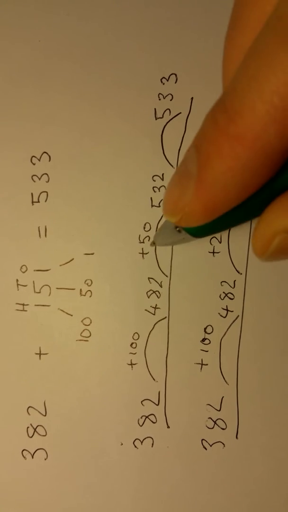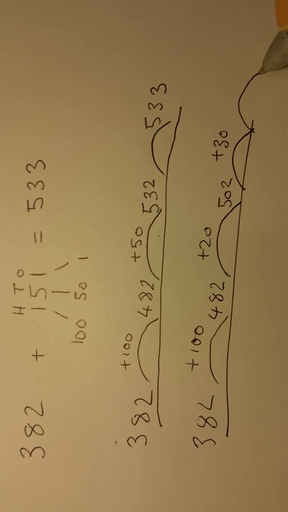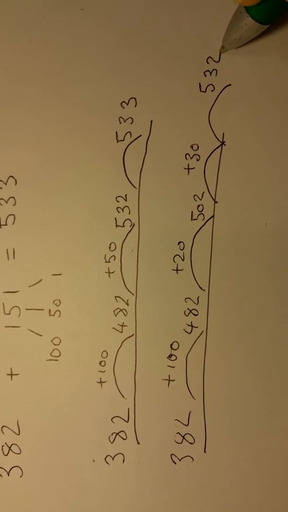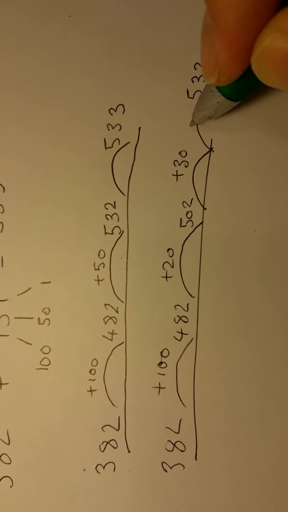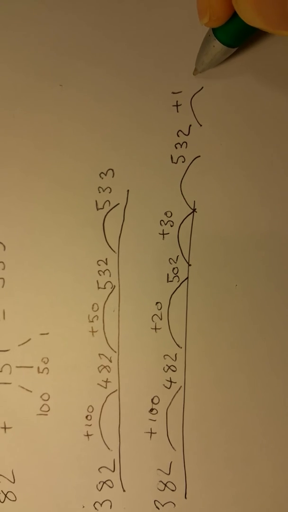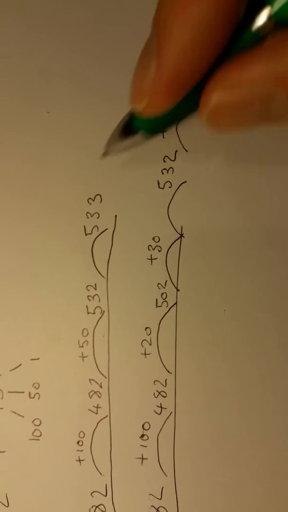And then I need to add 30, which would make 50 altogether. And that will take me to 532, and then I can add my 1 to 533, which gives me the same answer.